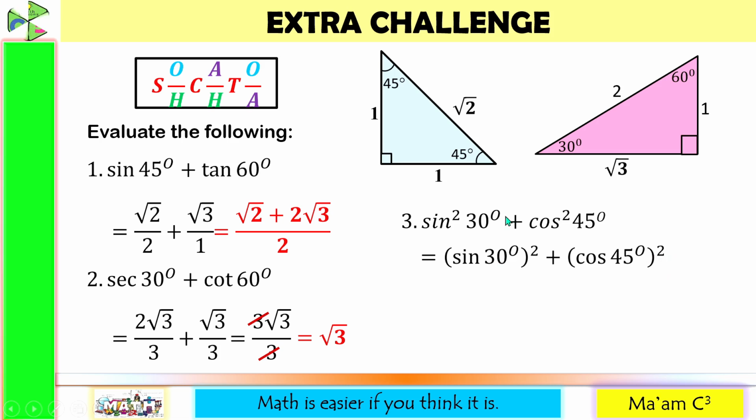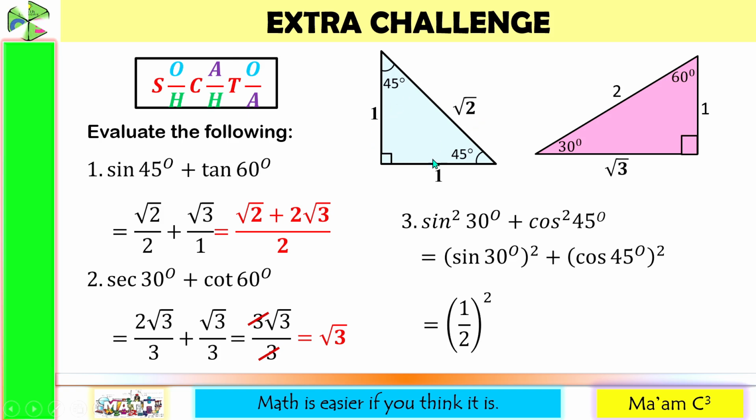Sine 30 degrees, here is 30 degrees. Sine is opposite over hypotenuse. So 30 degrees, opposite 1 over hypotenuse. So 1 half. Don't forget it is squared, so 1 half quantity squared. Cosine 45 degrees, here is 45 degrees. Cosine is adjacent over hypotenuse. Adjacent is 1 over hypotenuse.